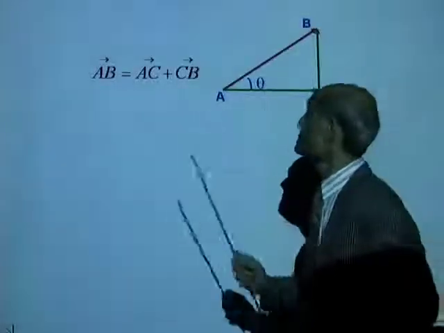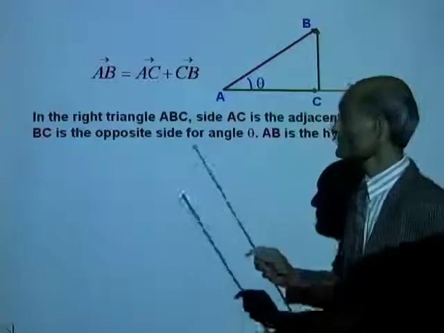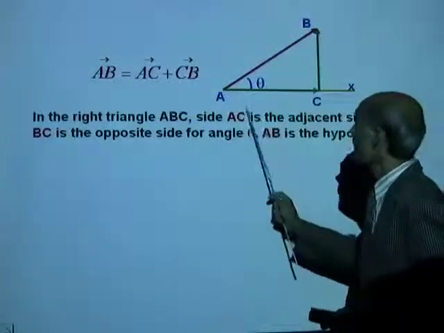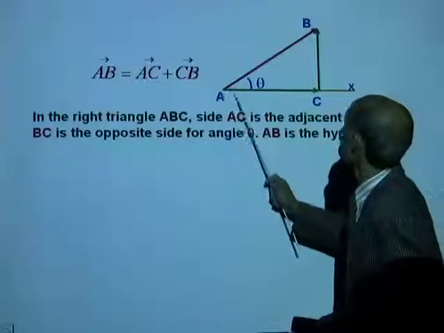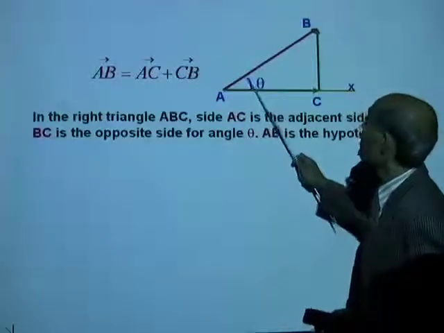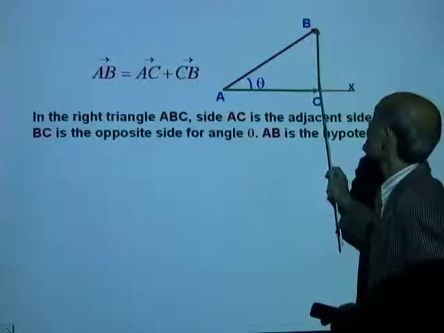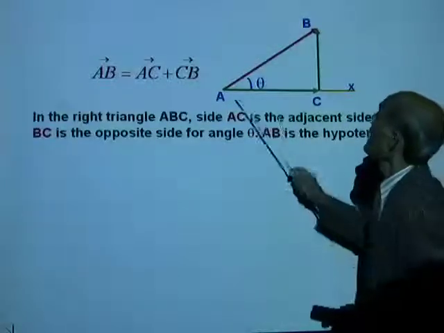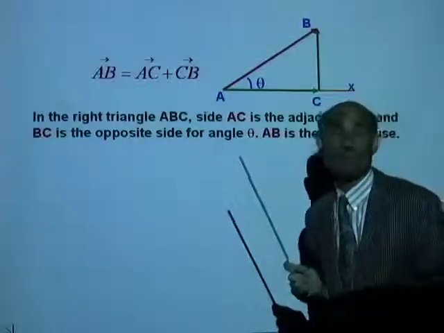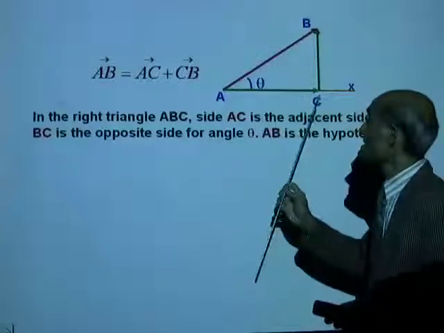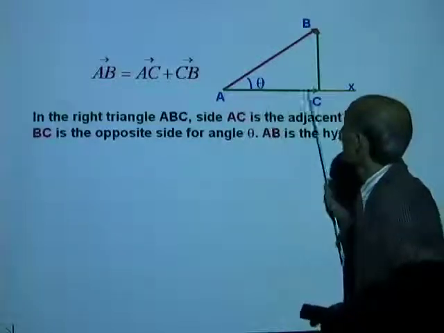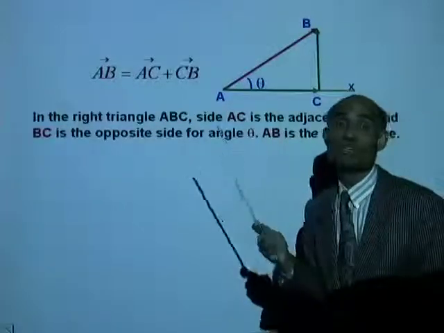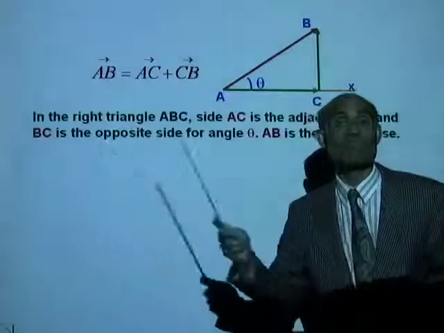All right, let's look at that one more time. In the right triangle ABC, AC is the adjacent side of the angle theta, is that right? And CB is the opposite side of angle theta. And AB is the hypotenuse. All right, let's now obtain values of AC and CB in terms of AB using a simple trigonometric relation.